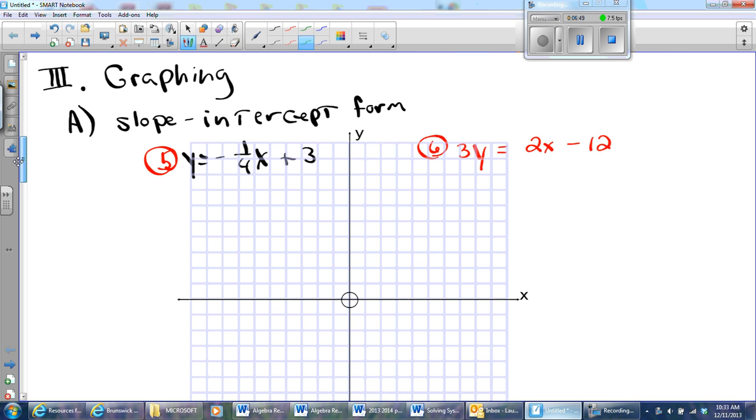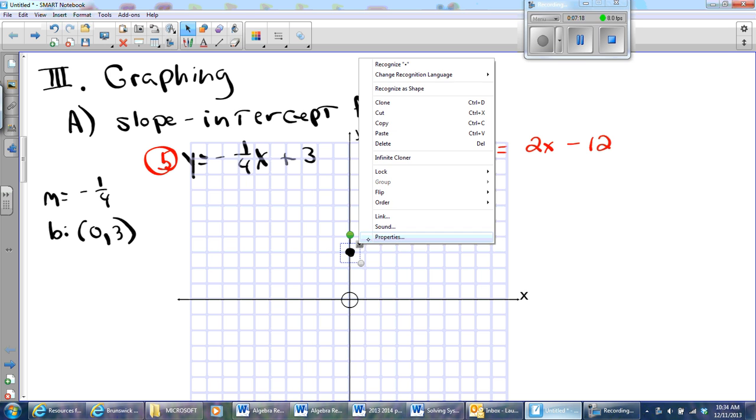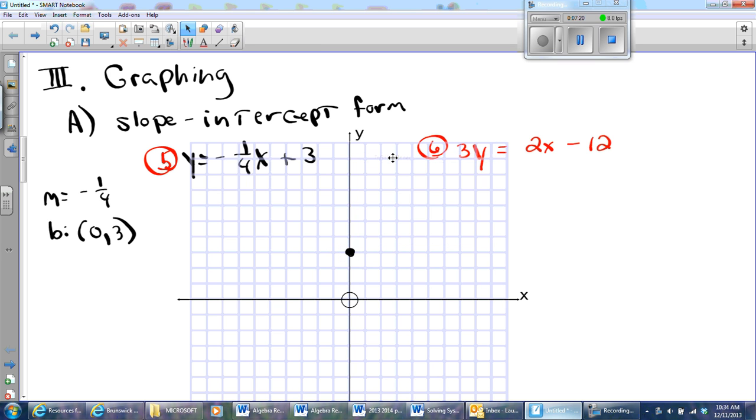Okay, graphing. We learned lots of different types of graphing. The first type was slope-intercept form. And look at problem number 5 here. y equals negative 1/4 x plus 3. Well, I know my slope is negative 1/4, and I know my y-intercept is the point (0, 3). So I'll plot the point (0, 3), right? And then I'm just going to use my slope to rise and run to get the other points.